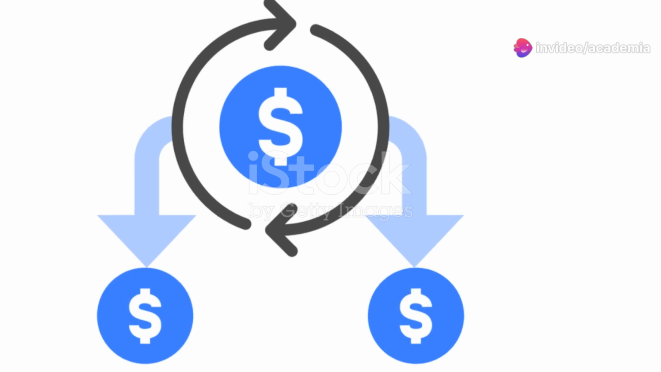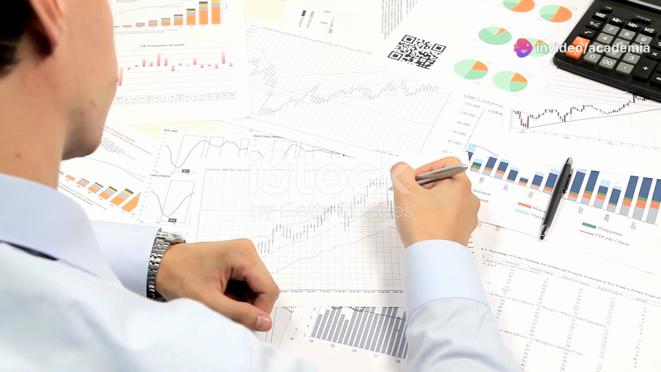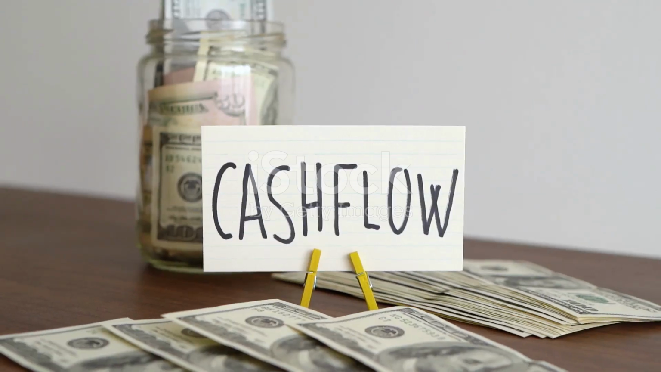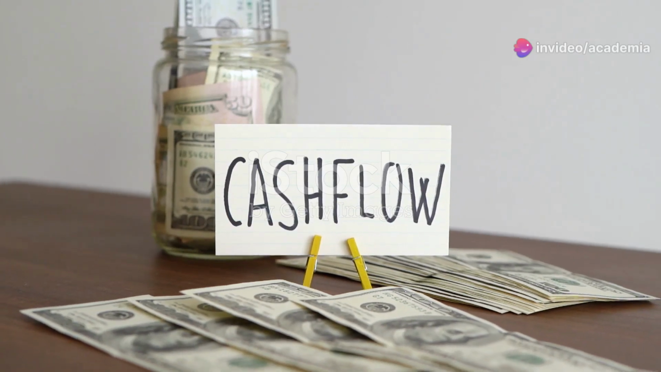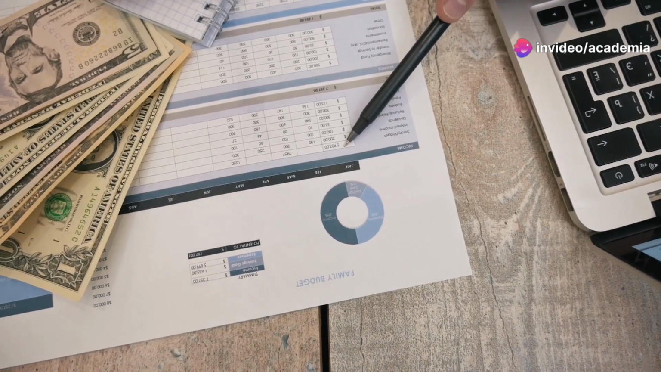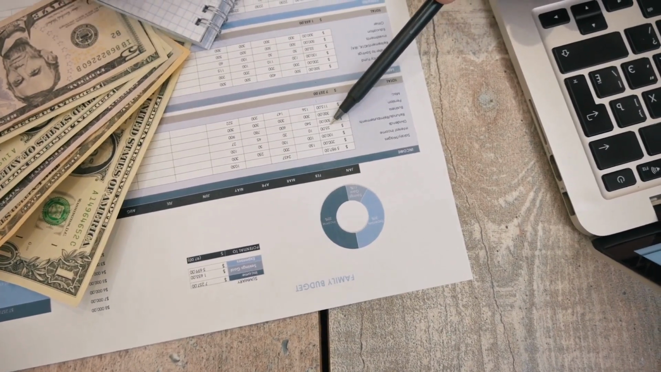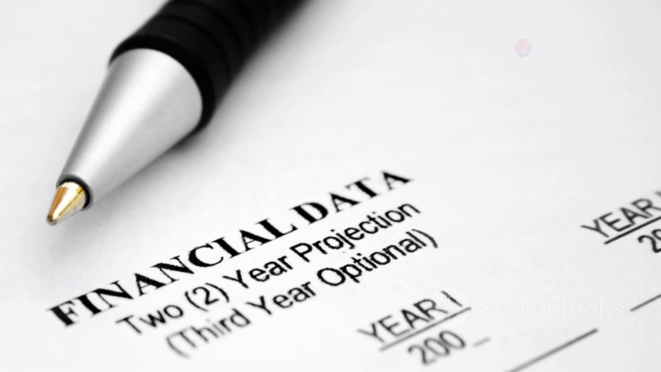Section 5. Cash flow statement. The cash flow statement, unlike other financial statements, focuses solely on cash movements in and out of the business. It categorizes cash flow into 3 activities: operating, investing, and financing. This statement is essential as it provides stakeholders with a clear view of how a company's operations are generating cash, how it is being invested, and how the financing activities are being managed.